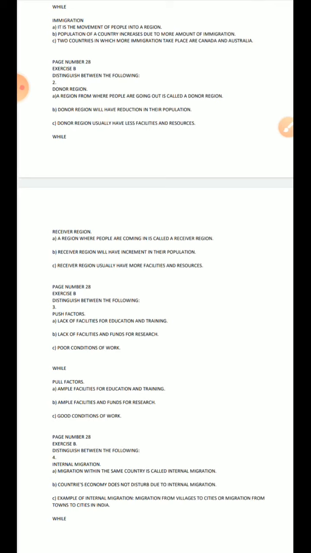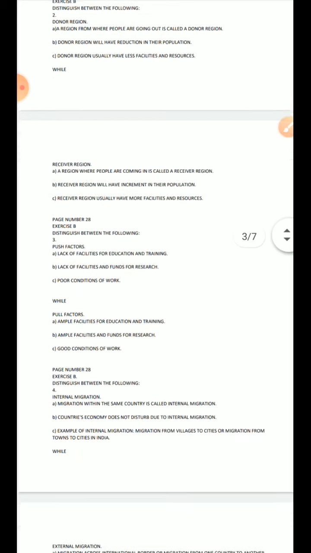Number one, ample facilities for education and training. Ample means, I have told you, a good facility, a large number of facilities are available. Ample facilities and funds for research, good condition of work. So these are the 3 points. Like this you have to learn.